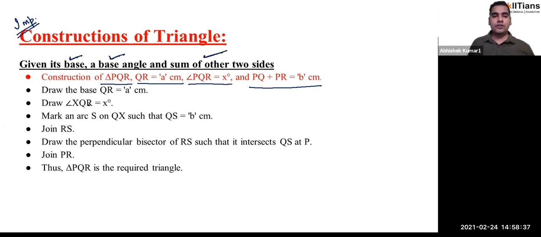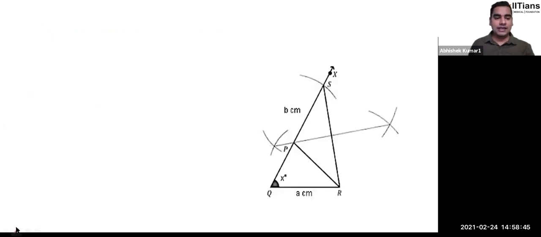So in the very first step, you have to draw the base QR, which is equal to a centimeter. And you can see in the next slide what they have done. They have first drawn this base QR. So let me show that to you. Okay, so this is QR. And what's the length of QR? QR is provided to be a centimeter. And that's exactly what they have done here.